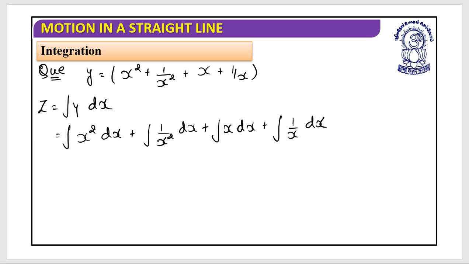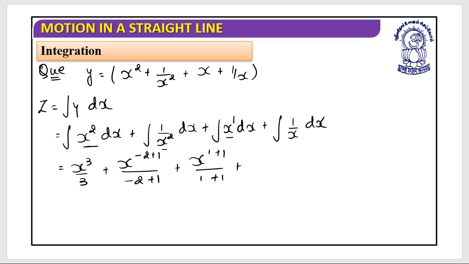So this is x square, so it should be x cube by 3. This is 1 by x square, so it should look like x to the power minus 2. Yes, so this would be x to the power minus 2 plus 1 divided by minus 2 plus 1. This is integration of x, it has a power of 1, so this should be x to the power 1 plus 1 divided by 1 plus 1. Then plus 1 by x.